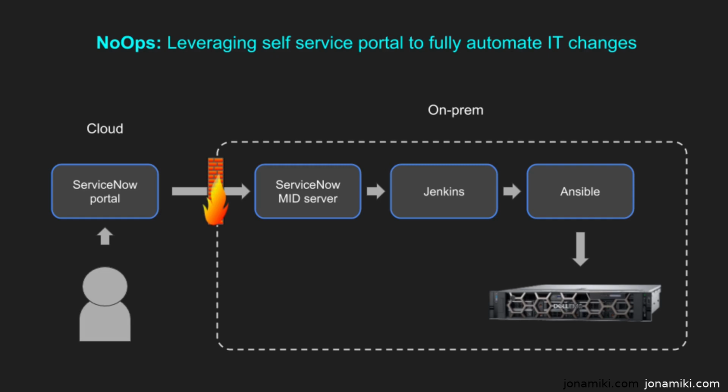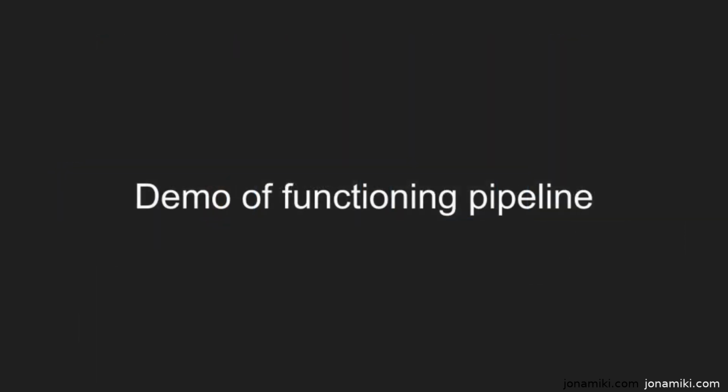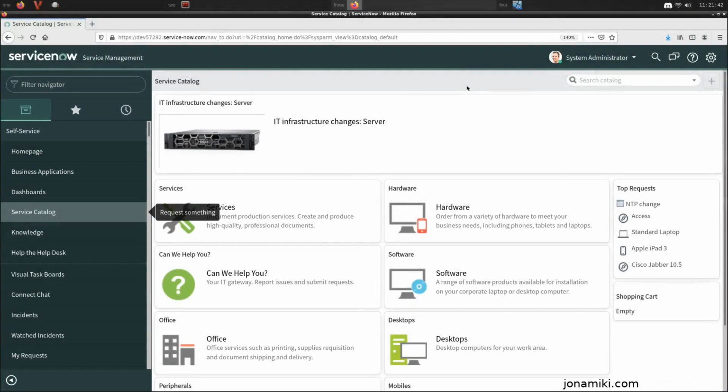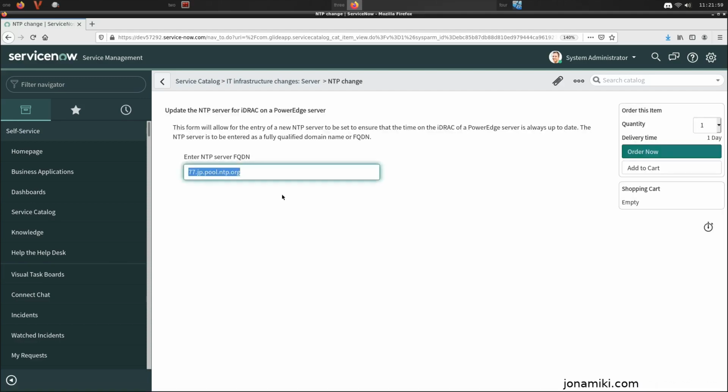So let's have a look at what that actually looks like once we have set it up, just as an example of how this will work once it's done. So in ServiceNow, the user can go in and simply access this. We have set up a catalog item. And the catalog item will change the NTP setting on the iDRAC of the server. We've just arbitrarily chosen that because it's very quick.